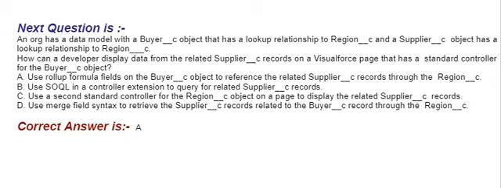Option A. Use rollup formula fields on the Buyer__c object to reference the related Supplier__c records through the Reason__c. Option B. Use SOQL in a controller extension to query for related Supplier__c records. Option C. Use a second standard controller for the Reason__c object on a page to display the related Supplier__c records. Option D. Use a merge field syntax to retrieve the Supplier__c records related to the Buyer__c record through the Reason__c. Correct answer is option A.